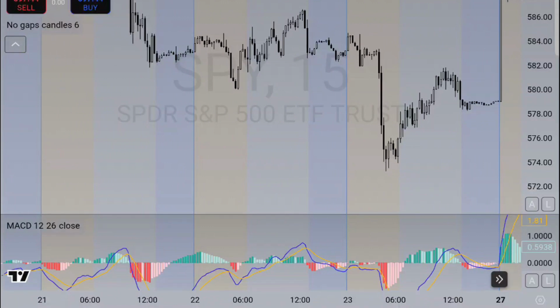People try to change the settings, try to change what other indicators they use it with. However, I see this all the time. It fails over and over and over again.